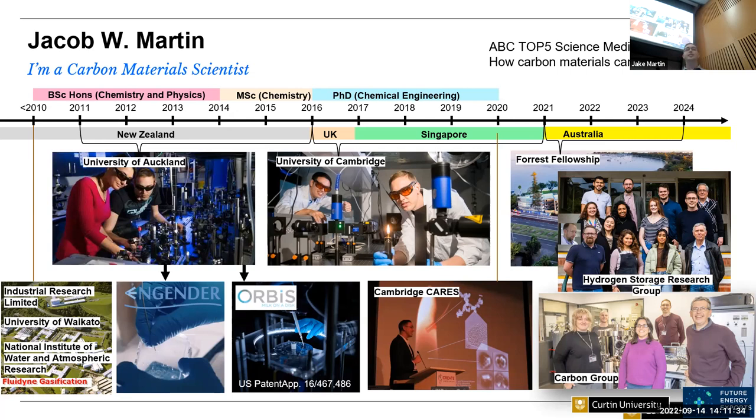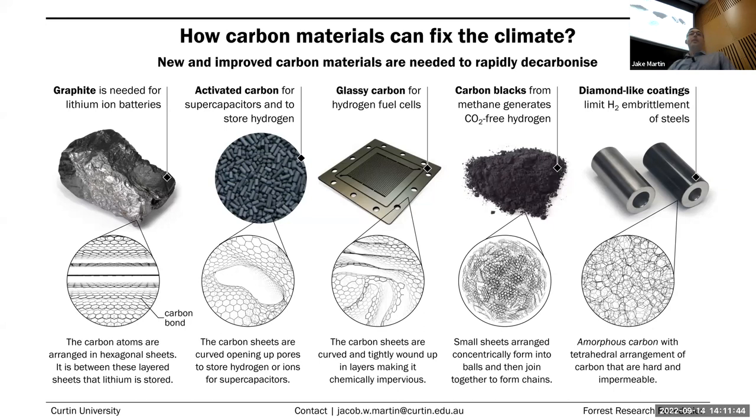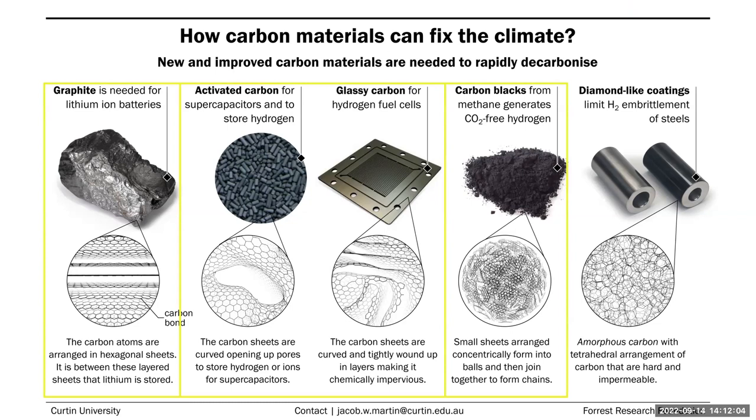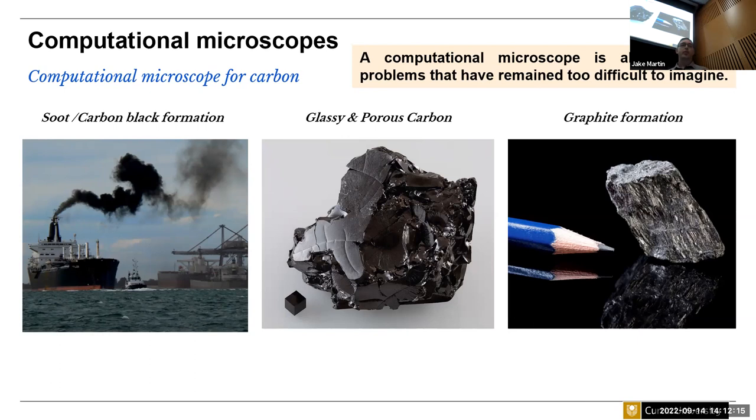And just to give you a graphic for the goal or the plan ahead, I'm looking at all these different carbon materials and how they are important in batteries and storing hydrogen, supercapacitors, hydrogen fuel cells, production of hydrogen from methane, and also protecting steel from embrittlement. And I'll be talking specifically in this talk about carbon black, and then the disordered carbons, and then the ordered carbons.